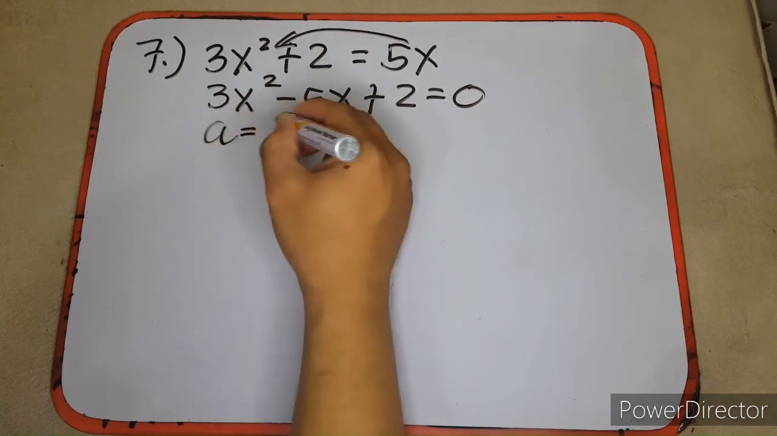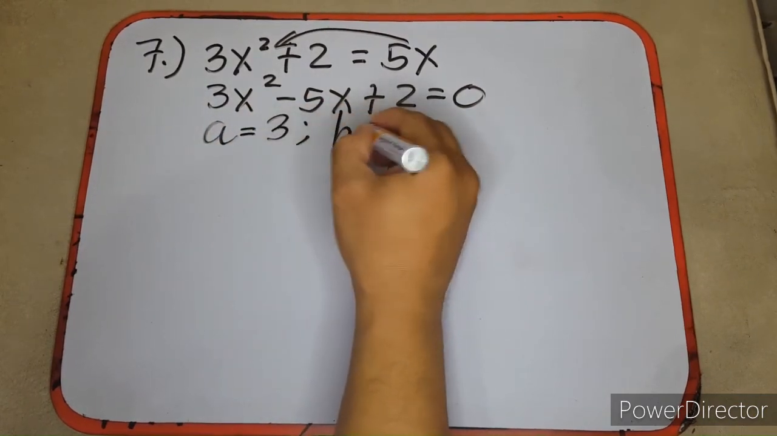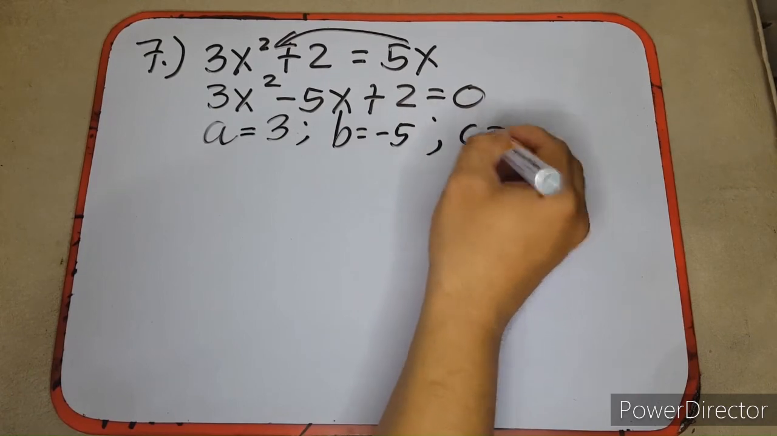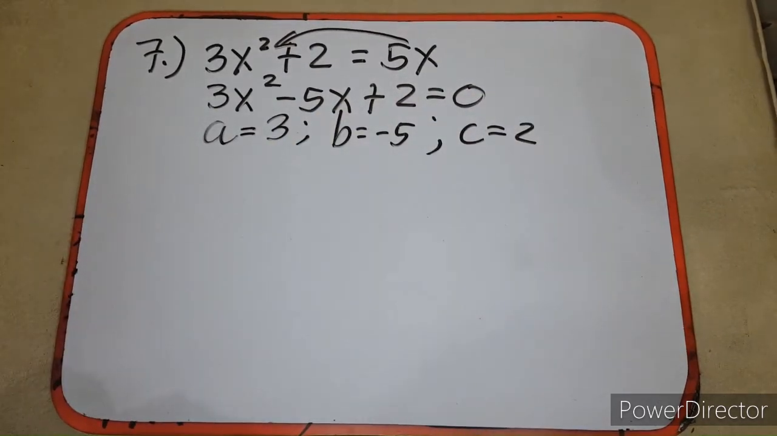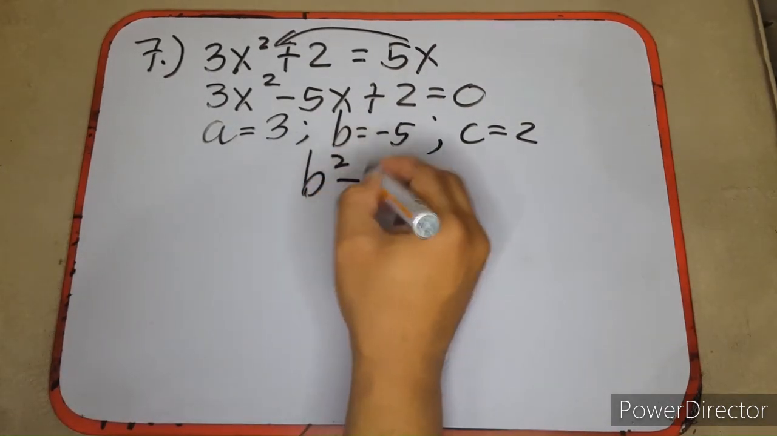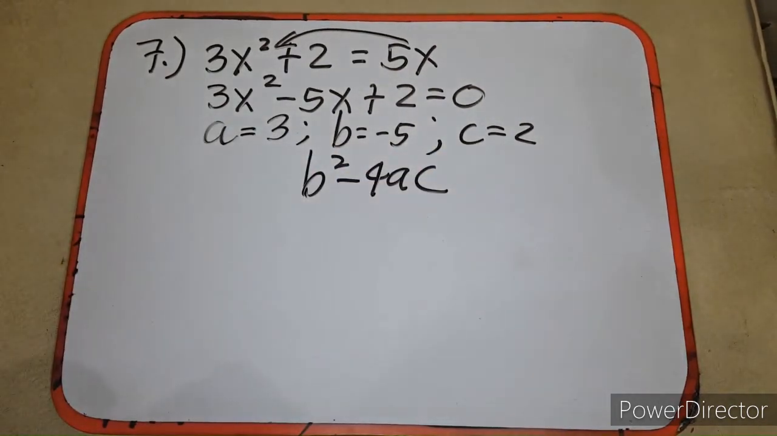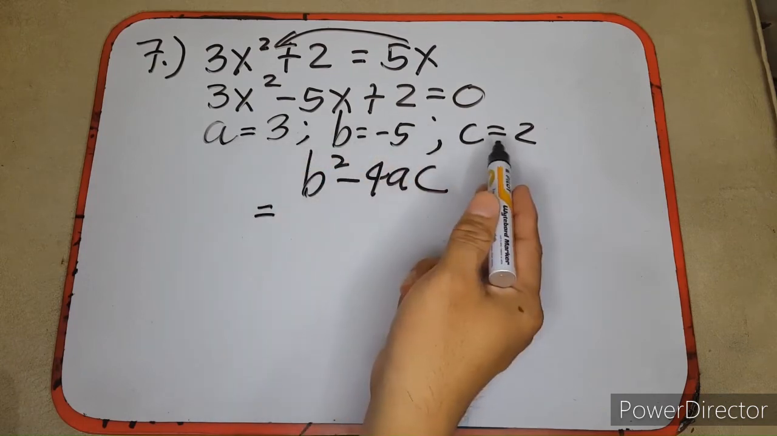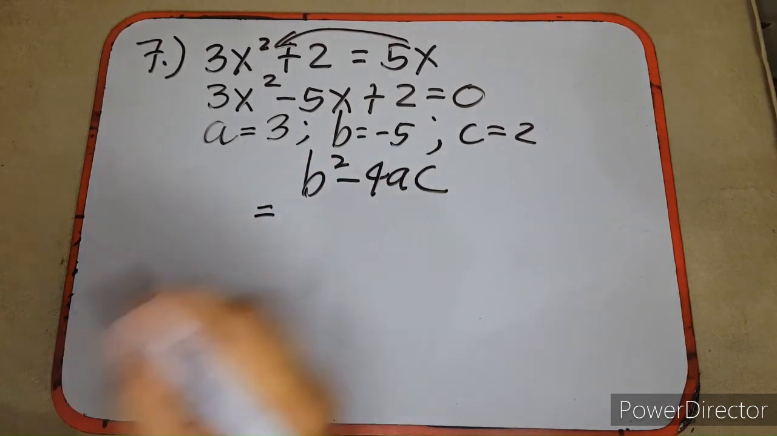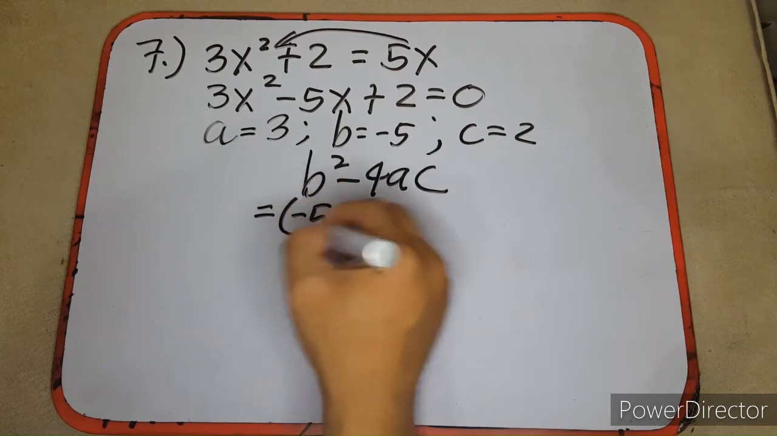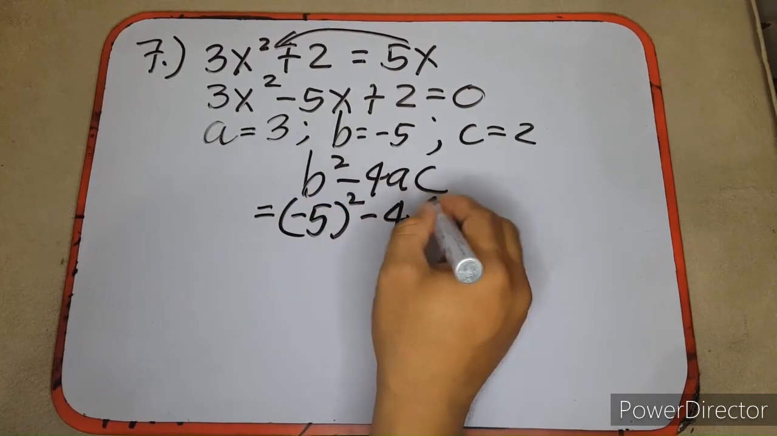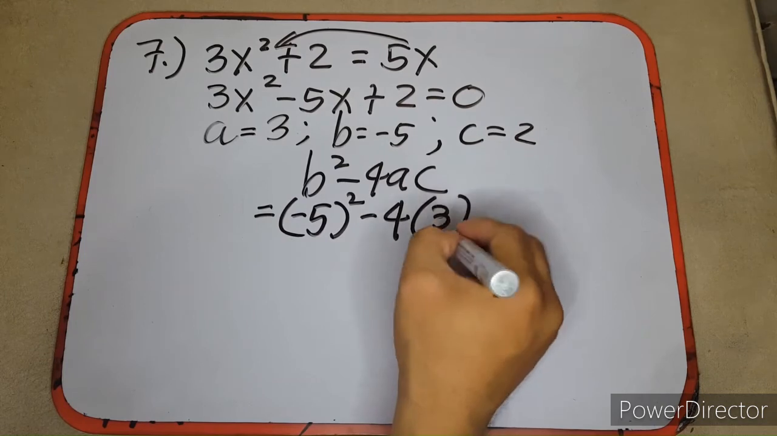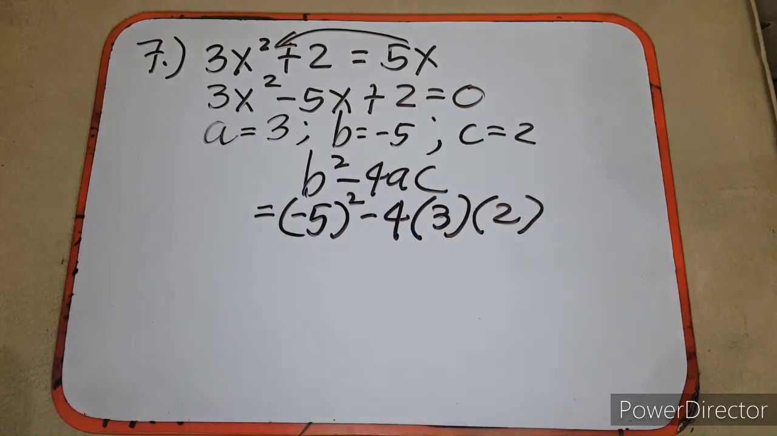So the value of a here is 3, while the value of b is negative 5, and c is 2. Having those values of a, b, and c, we can make use now of the expression b squared minus 4ac, which is the expression for finding the discriminant. So what we are going to do is to substitute these values of a, b, and c to the given expression, then evaluate it. So we'll have negative 5 quantity squared minus 4 times 3 times 2.